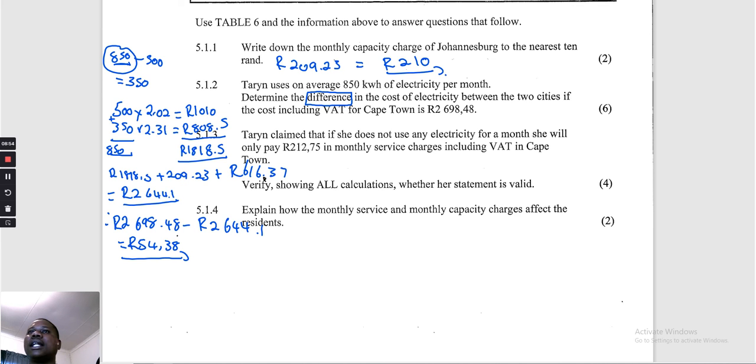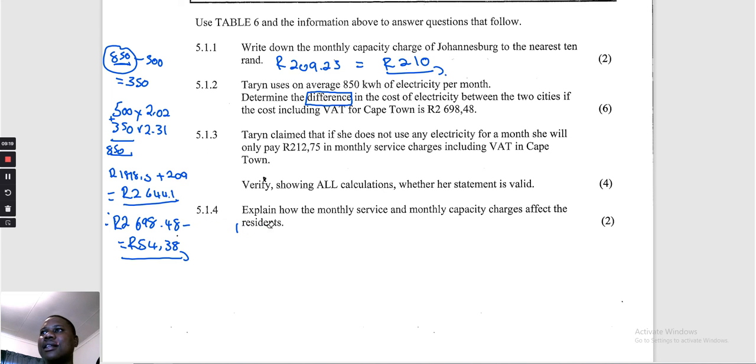Okay, then now let's go to number 3. So I'm going to remove that one for 5.1.2. You guys have it now. You can just rewind if you still want to see that. But now let's go to number 3. 5.1.3. They say Taryn claimed that if she does not use any electricity for a month, she will only pay 212,75 monthly service fee charges, including VAT in Cape Town.